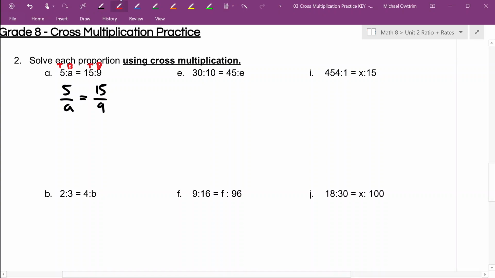And I'll go ahead and cross multiply to solve that out. So I'm going to have 5 times 9 is equal to 15 times A. 5 times 9 is 45. And the opposite of multiplying A by 15 is dividing by 15. So I get A is equal to 45 divided by 15, which is 3.